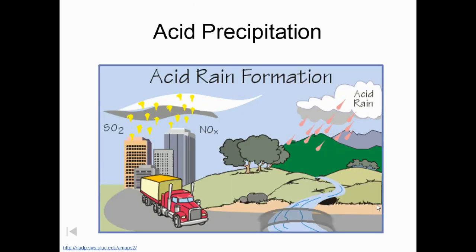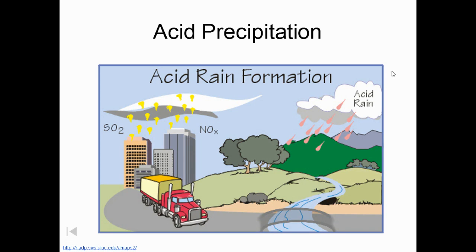So acid rain, or acid precipitation, it goes by a lot of different terms, is any rainfall that has a pH of less than 5.6. Now, if you remember, anything under 7 is considered an acid. So there are really a few major ways this occurs.